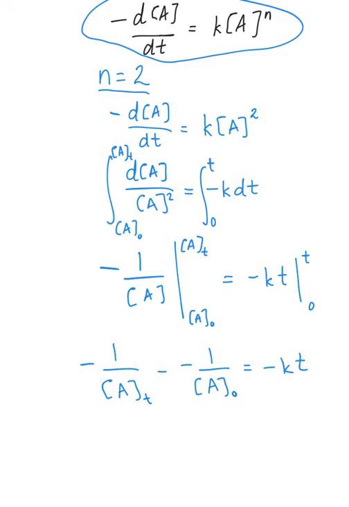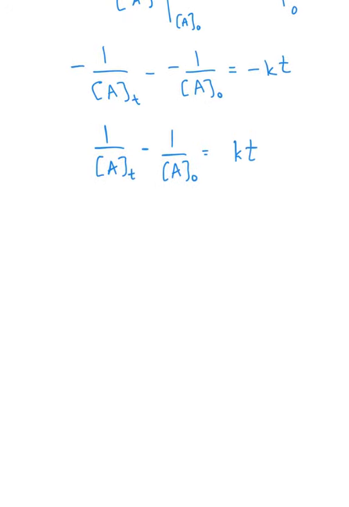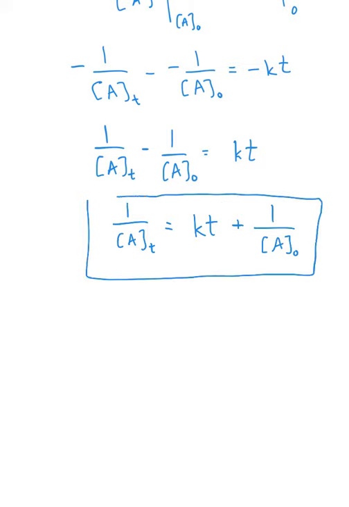I'm going to multiply everything through by negative 1 to get rid of those pesky negative signs, and I'll end up with 1 over A at time t minus 1 over A at time 0 is equal to positive kt. Once more, I'll rearrange it so that I have something that looks like a linear equation. I'll add the term 1 over A at time 0 to both sides. This is the integrated rate law for a second order reaction.